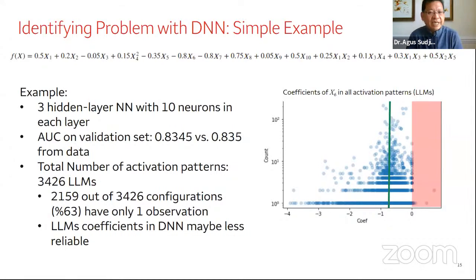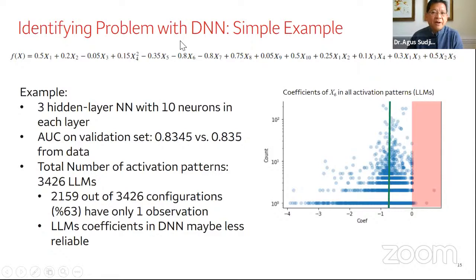That's what you get. More than 3,400 regression models. It turned out that more than 2,100 only have one observation. 63% of the local linear models, 2,100 of them, only have one observation. So let me plot it now.